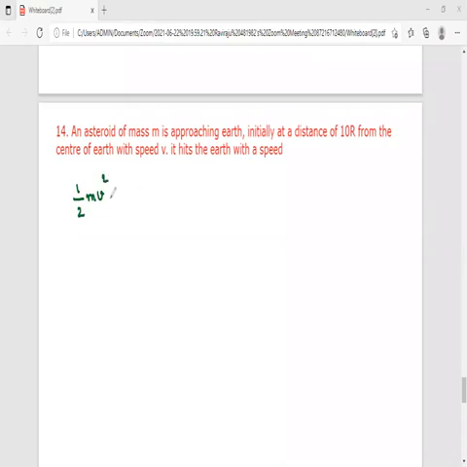And initially the potential energy, when it is at 10 R distance, what will be the potential energy? Minus G capital M into small m by, what is the distance given? 10 R from the center is directly given, so you can directly substitute 10 R. Please understand here that capital M indicates the mass of Earth, small m indicates the mass of the asteroid, and this is equal to, finally when it hits the Earth, half m into v final square. I will consider the final velocity as x only.